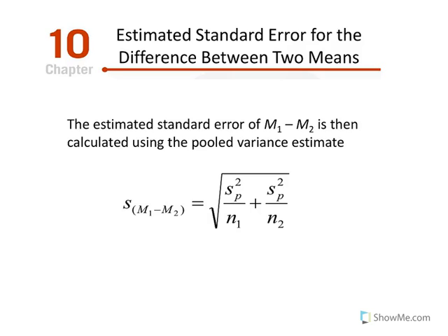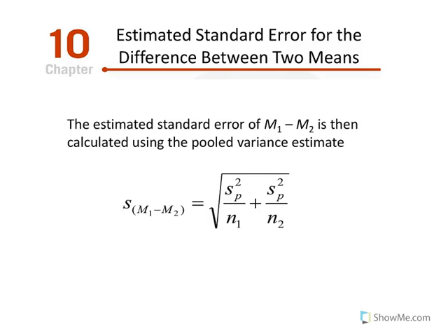So now we can use our pooled variance to calculate our estimated standard error of the mean difference. So here's our equation. Our S sub M1 minus M2 is equal to the square root of, we have pooled variance over N1 added to the pooled variance over N2.